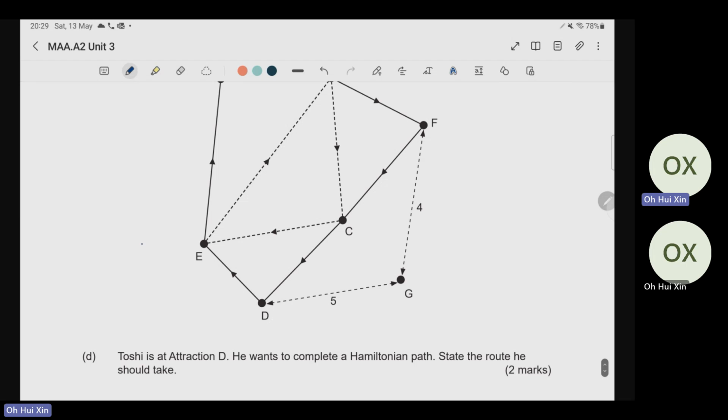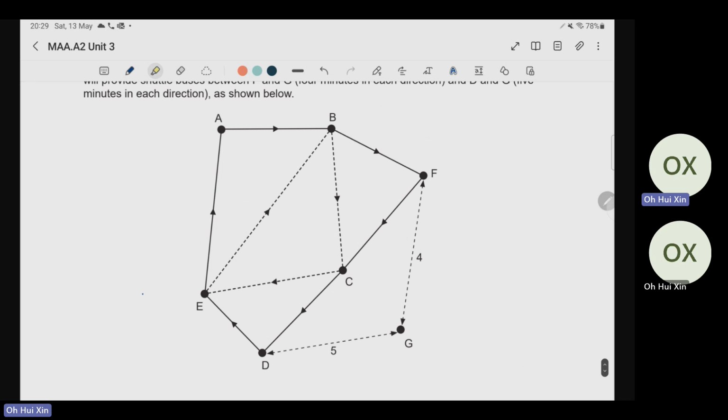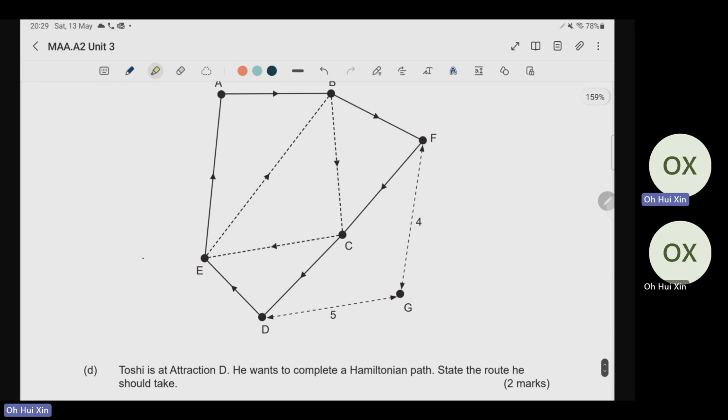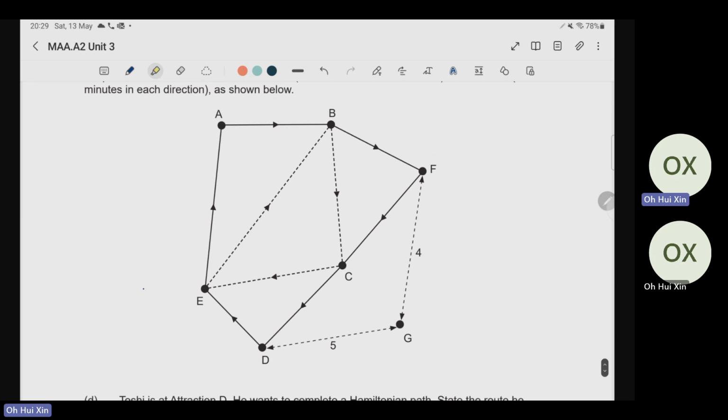Okay, so for a Hamiltonian path, there's no way that you can do it straight away. The only way is trial and error. So at D, you can see that if he wants to travel from D, the only way is that you can go to E or you go to G first, right? So in this case, we just try out which one works.